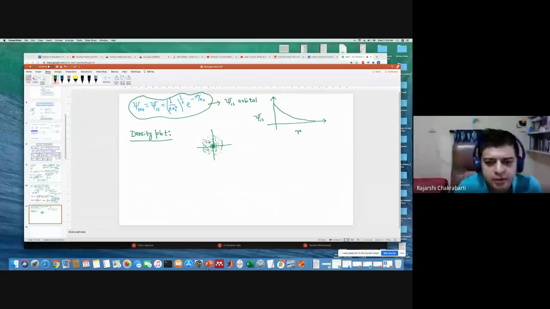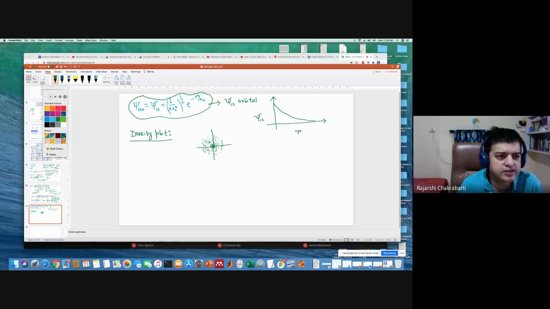Okay, and then everywhere it is plus, because the function is never negative. You have seen this? The function is never negative. This is your psi of 1s plot.